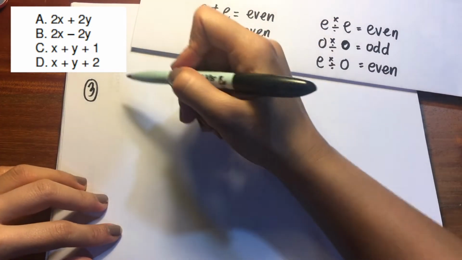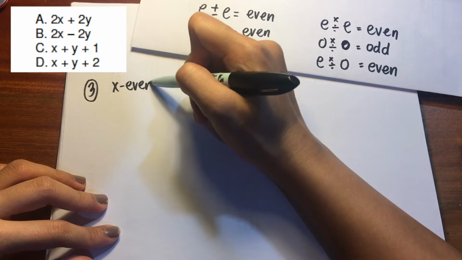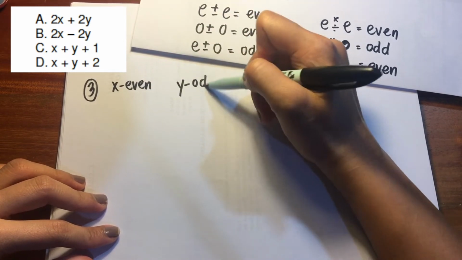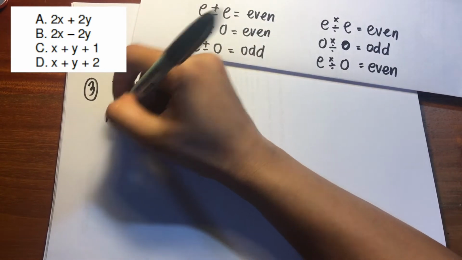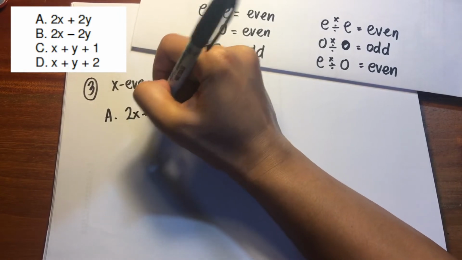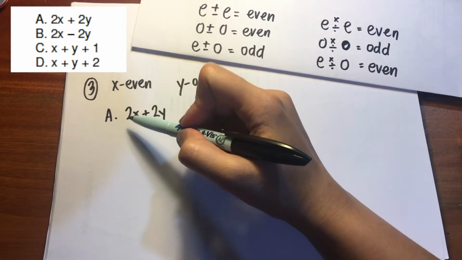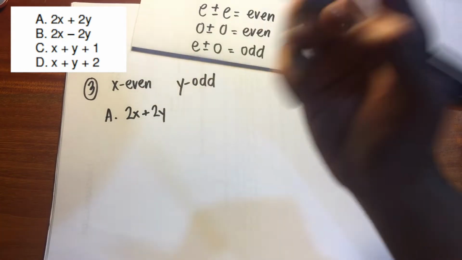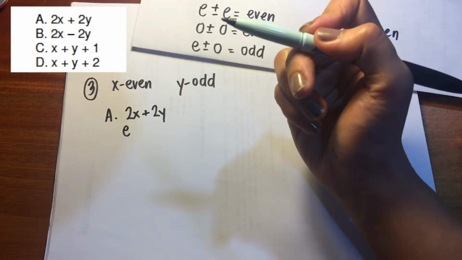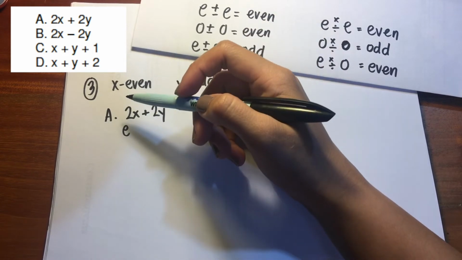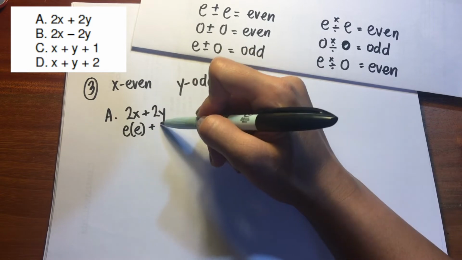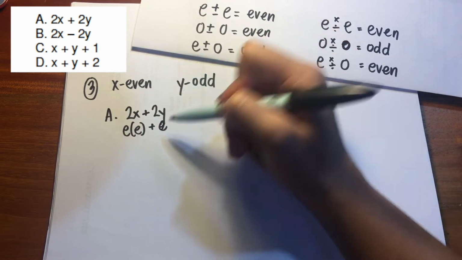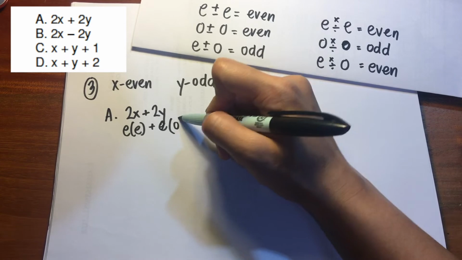So if x is an even integer and y is an odd integer, which of the following must be an odd integer? Let's check all the options. Letter A, 2x plus 2y. Is 2 an odd or an even number? It's an even number, so let's write letter E, times x, which is an even number, plus 2, which is an even number, times y, which is an odd number.